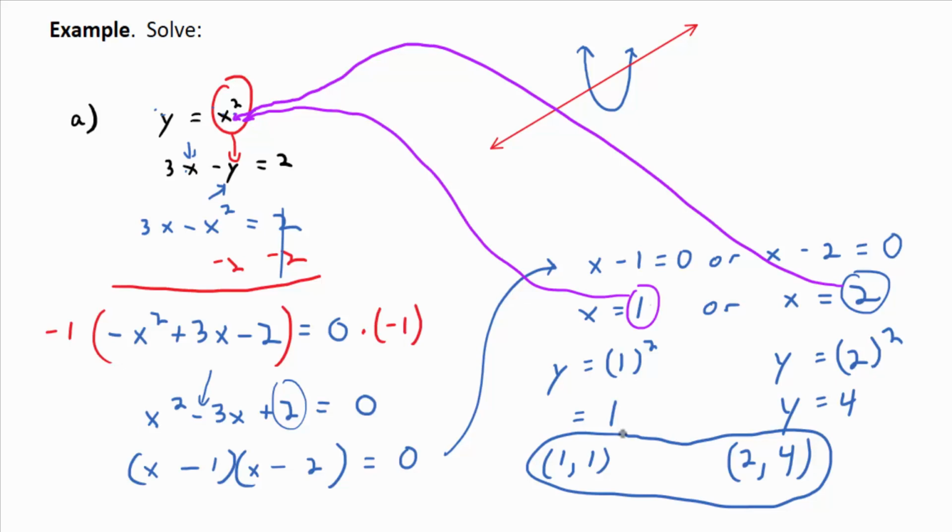Now I didn't check the point 2, 4, but the x equals 2 and y equals 4 would have to satisfy both equations as well to be a solution. But you can always check your answers on any system of equations.